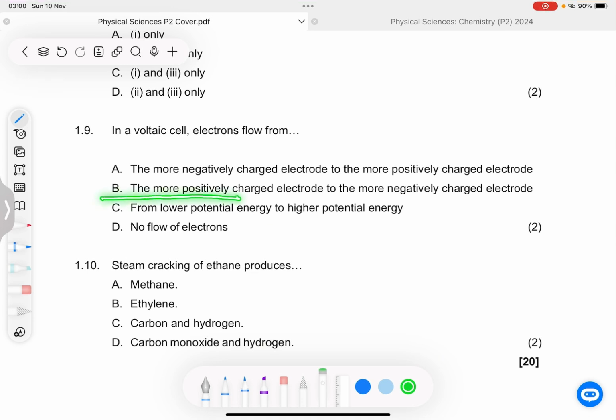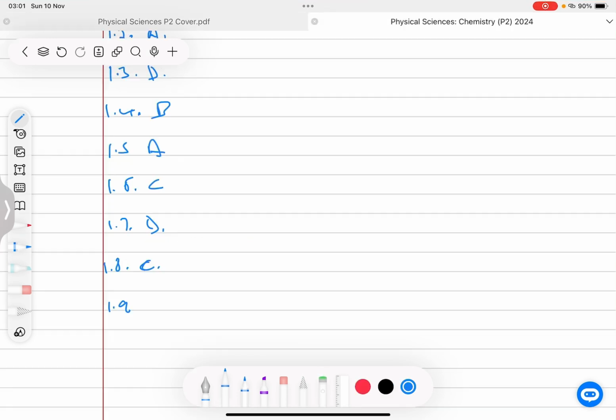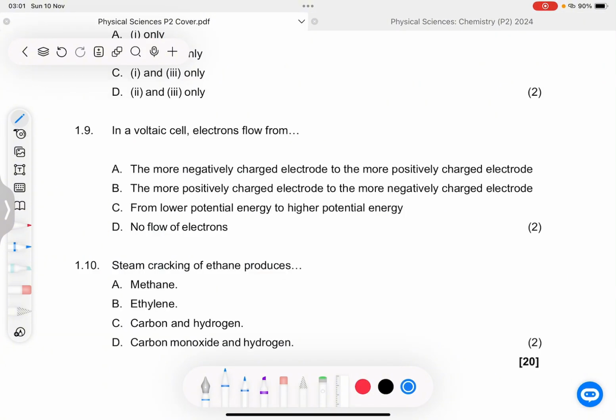The other option says electrons will flow from a more positively charged electrode to a more negative one. No, this is not true. From lower potential energy to higher, no. It has to flow from higher potential energy to lower potential energy. That's another option which you don't have. In a voltaic cell there must be a movement. So A seems to be the correct answer here. 1.9 would be A.